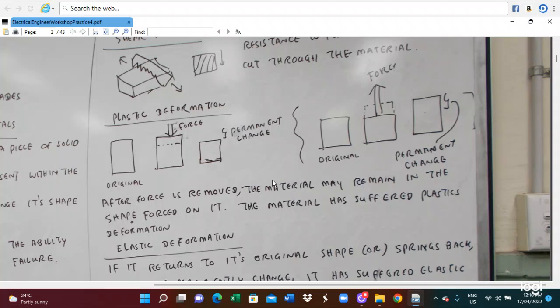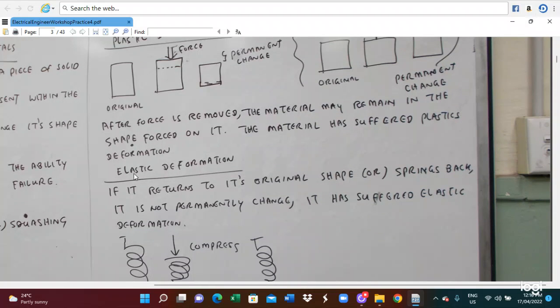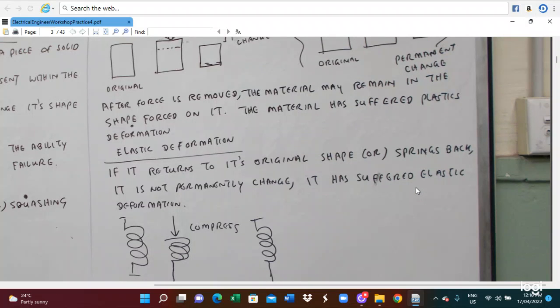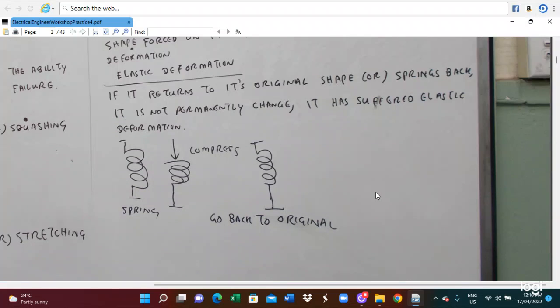After the force is fully removed, the material may remain in the changed shape, so the material has suffered plastic deformation. If it returns to the original shape or springs back, it is not permanently changed, so that is elastic deformation. Especially the spring: when you press the spring, it will compress but go back to normal after you remove the force. So this is elastic deformation.